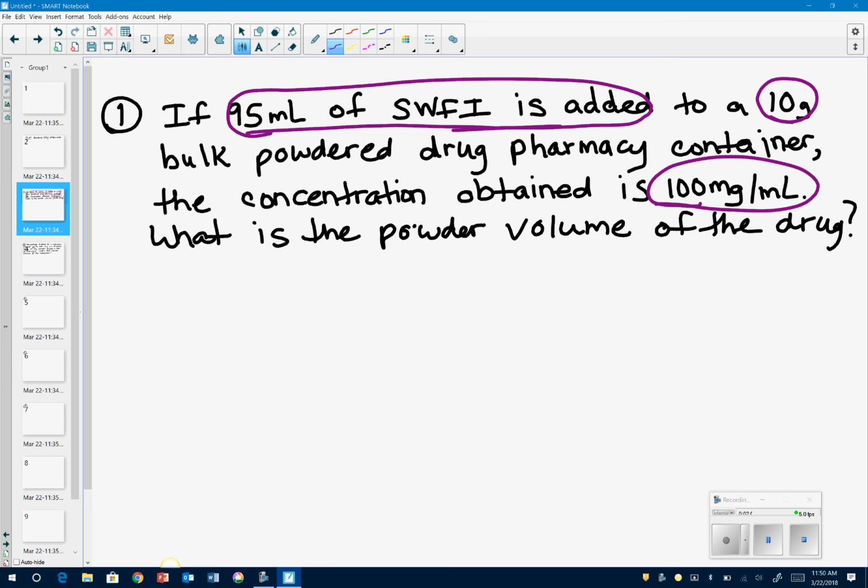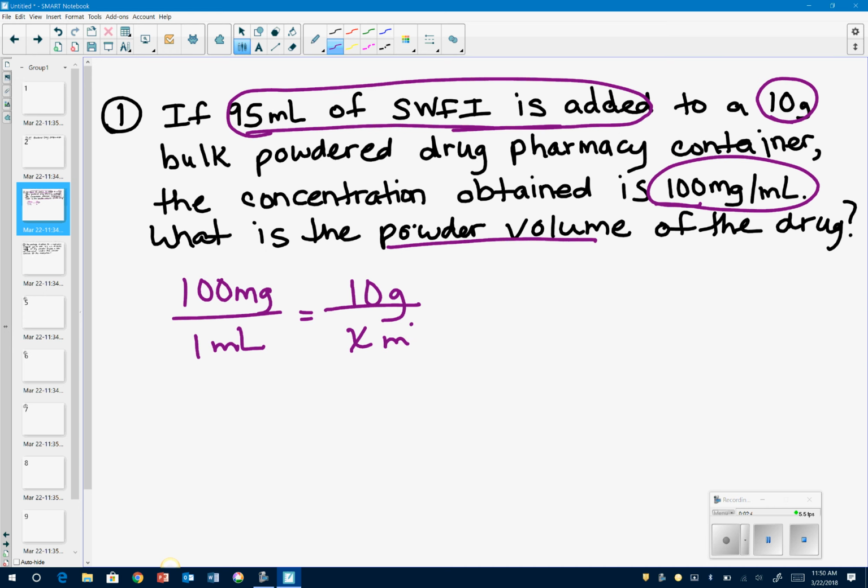Just as a reminder, your water and your powder volume are going to equal your final volume. Now what we're trying to find is the powder volume. You have on stock 100 milligrams per 1 milliliter. We're going to do a ratio proportion first to find our final volume. Then you have your 10 grams of the bulk powdered drug pharmacy container. So we're going to try to find X. Powder volume always comes in milliliters, so it would be X milliliters.